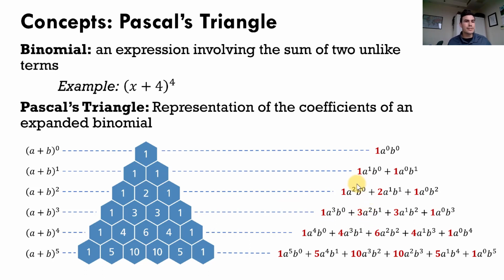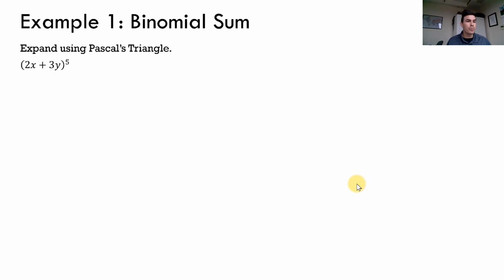Let's take a look at 2 examples. First, we're going to look at a binomial sum, and we're going to fully expand this. So I've got 2x plus 3y, all raised to the 5th power. So again, the first 3 rows are pretty easy. If we memorize what this looks like, then we can just keep going from here. The first 2 are always just 1, and 1, 1. And then our third one is going to be 1, 2, 1, because we're just taking the sum of the 2 terms above to find what the next term is going to be.